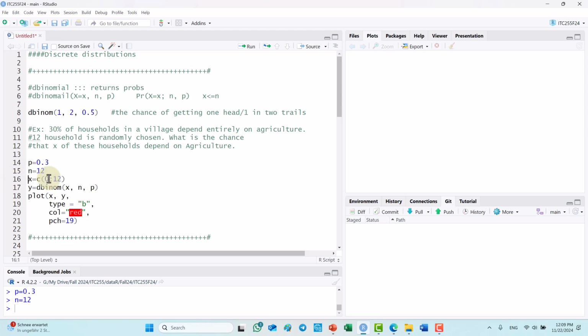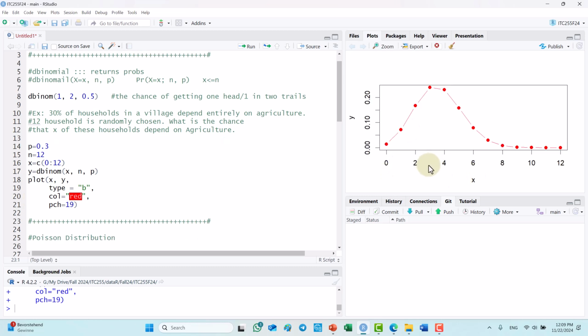We can calculate the probability of 0 households, 1, up to 12 households from the 12 households that we have chosen that depend on agriculture. So we create a vector from 0 to 12 and then apply our dbinom on this vector and calculate the probability of all from 0 to 12 in one sitting. And then we can plot the probability against the vector x to check the behavior of the probabilities.